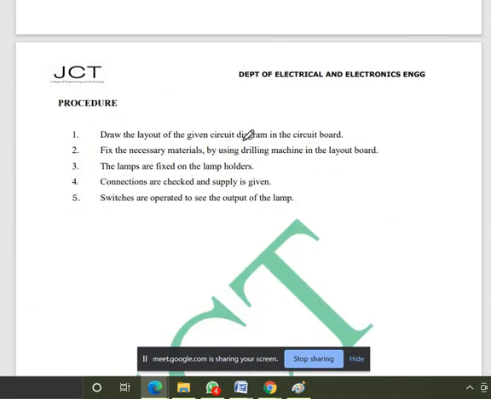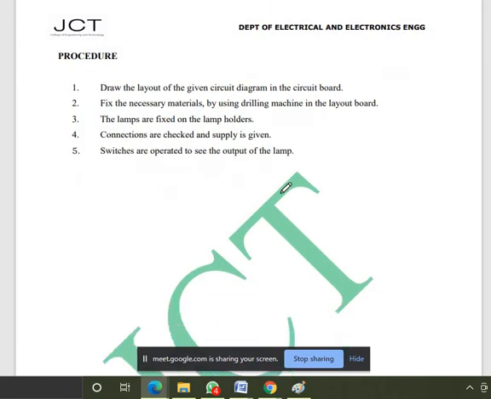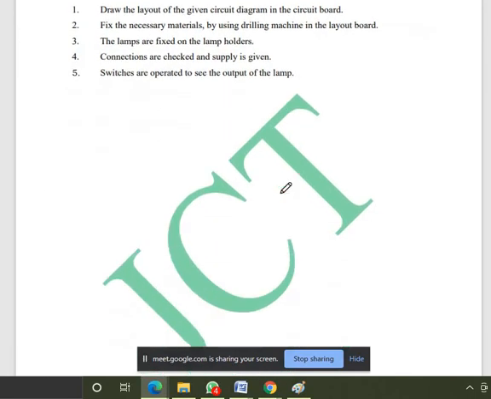Draw the layout of the given circuit diagram. The necessary connections will be made, lamps fixed, connections checked, and switches operated. So everything is simple. You can write the steps to be followed for the circuit diagram as the procedure. You can write it in your own manner also, no problem.